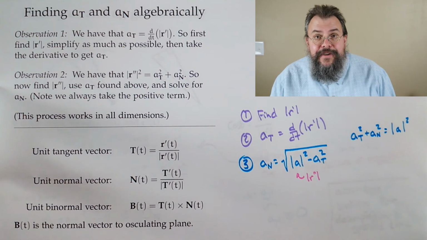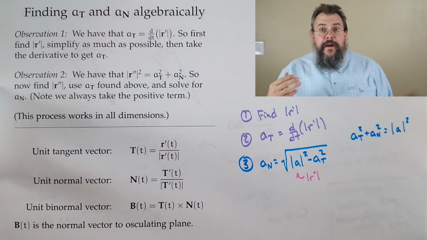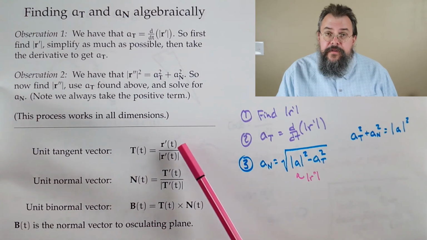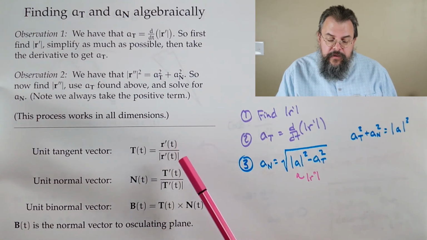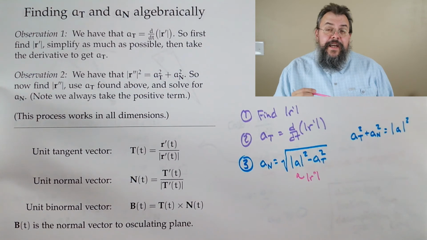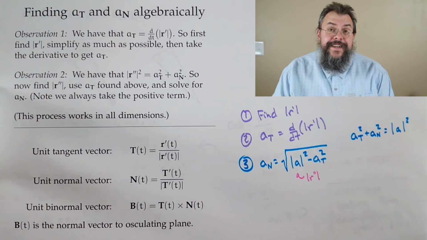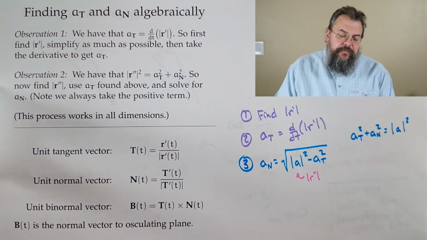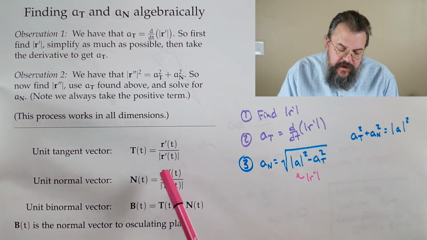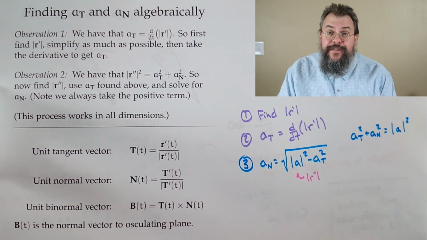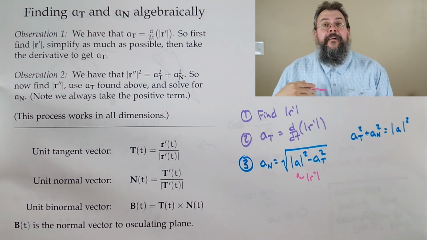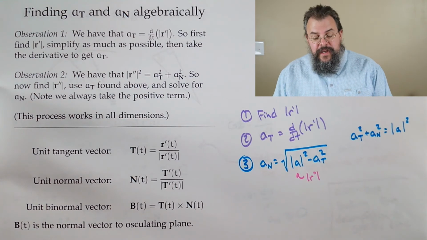Now, the last side note here. We've talked about a few vectors. We've talked about the unit tangent vector. That's pretty straightforward. R prime over the magnitude of r prime. Now, the unit normal, that's messy, because the unit tangent vector tends to not be nice to begin with. Once you start taking derivatives and taking magnitudes of those, it gets even worse.